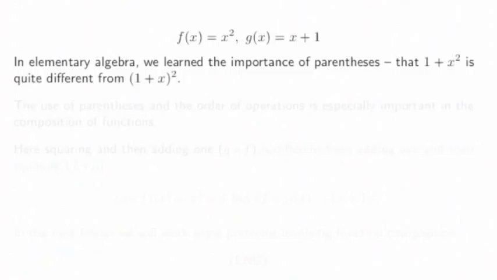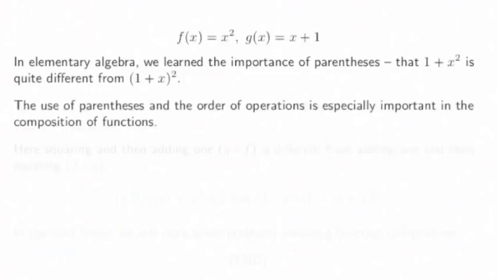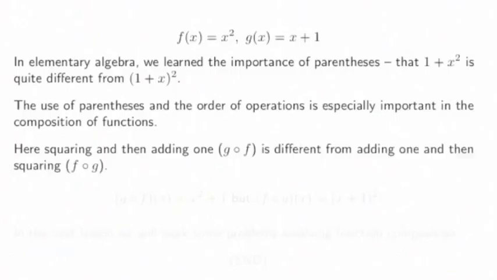Again, if f of x is x squared and g of x is x plus 1, we learn from elementary algebra the importance of parentheses, that 1 plus x squared is different from 1 plus x, quantity squared. The use of parentheses and the order of operations is especially important in the composition of functions. In this case, squaring and then adding 1, that's what g composed with f did, is different from adding 1 and then squaring. That's what f composed with g did.